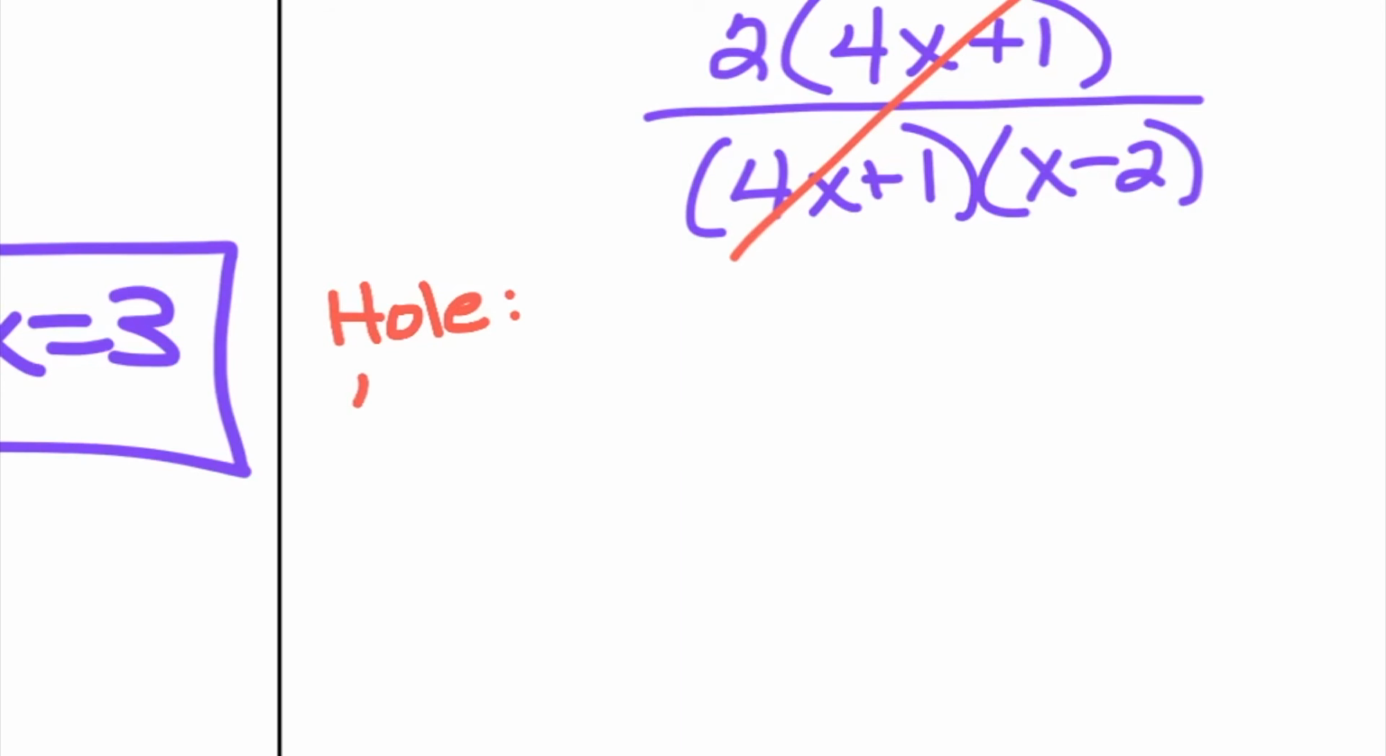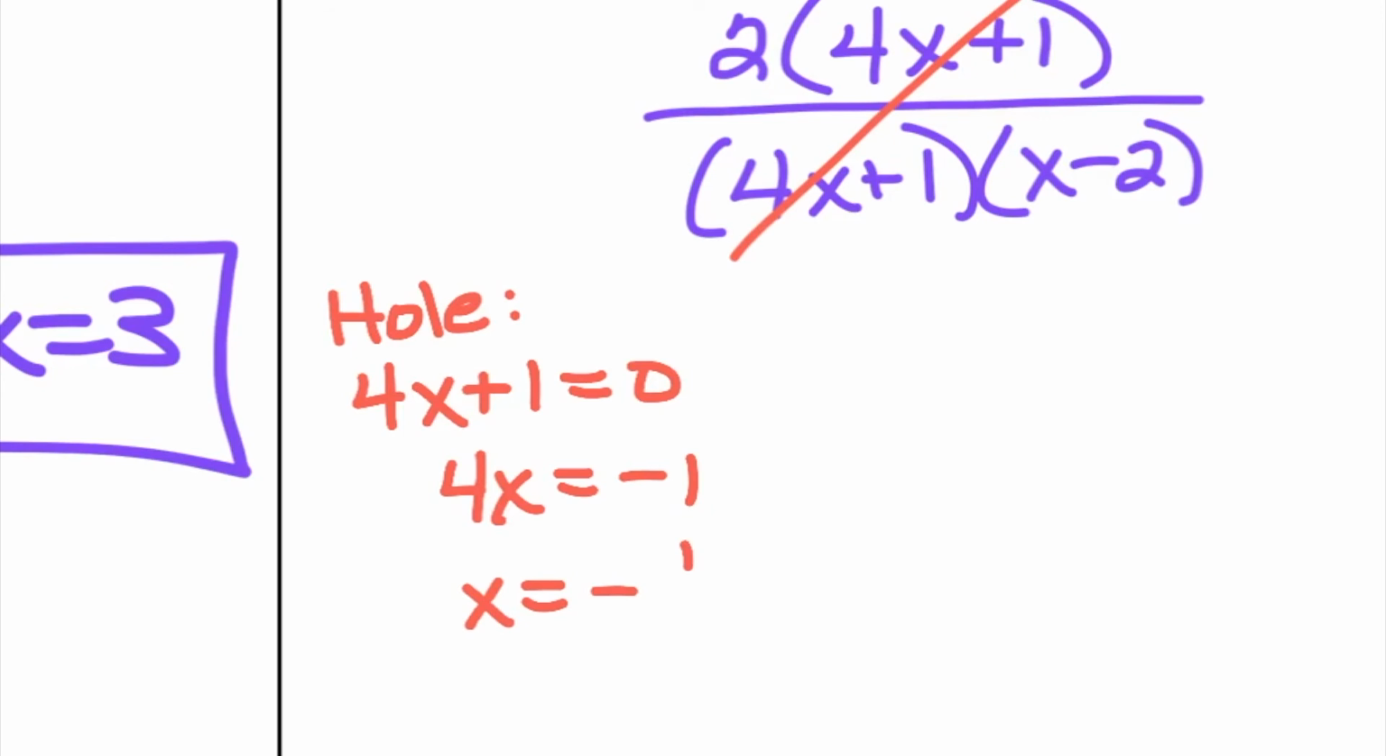And the hole happens where 4x plus 1, the thing that factored, is equal to 0. 4x equals negative 1, and x equals negative 1/4.